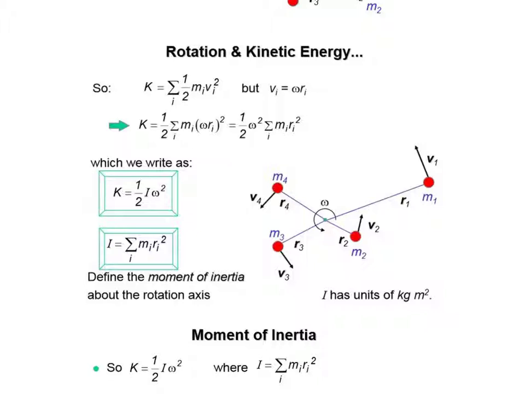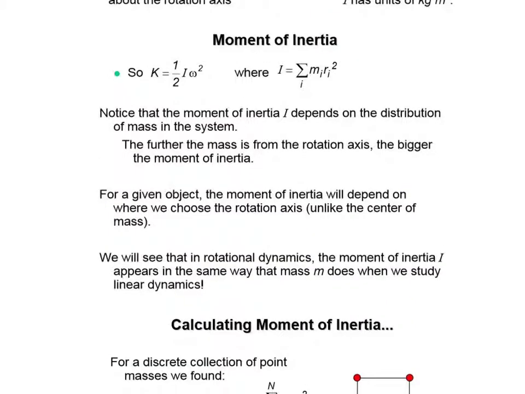And so we call the sum of m_i r_i squared for all of the i's, all of the masses, the rotational inertia or the moment of inertia about the rotation axis. Notice that the units will be mass units times position units squared, or kilograms times meters squared. So we identify the kinetic energy of the rotating system as 1/2 I omega squared, where I happens to be the sum of all the m_i r_i squareds.